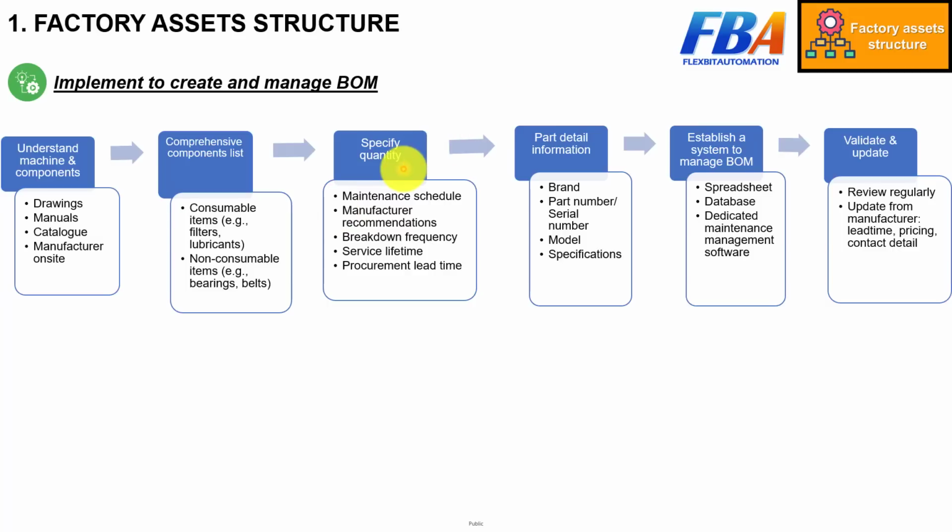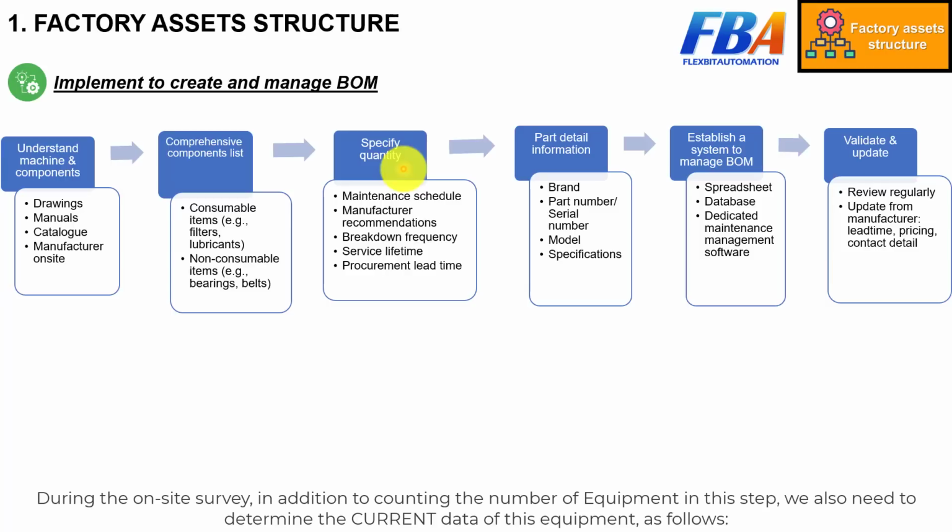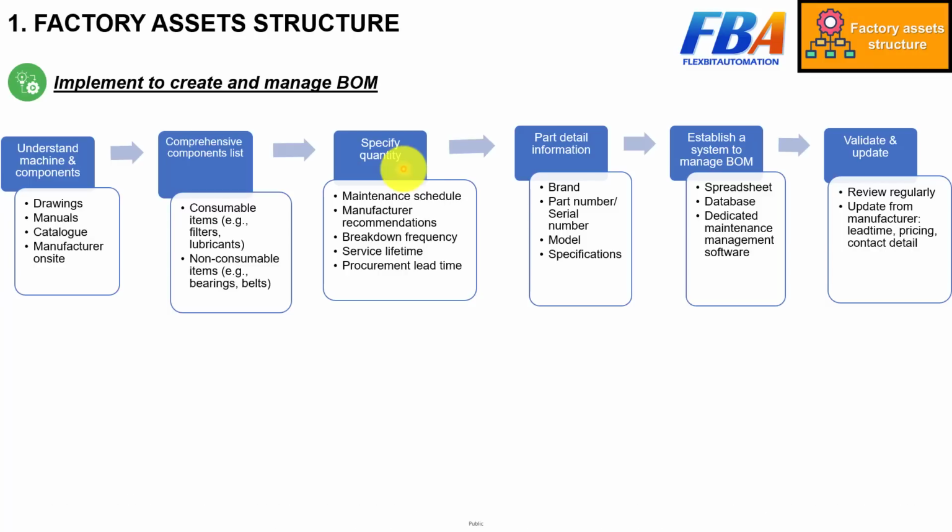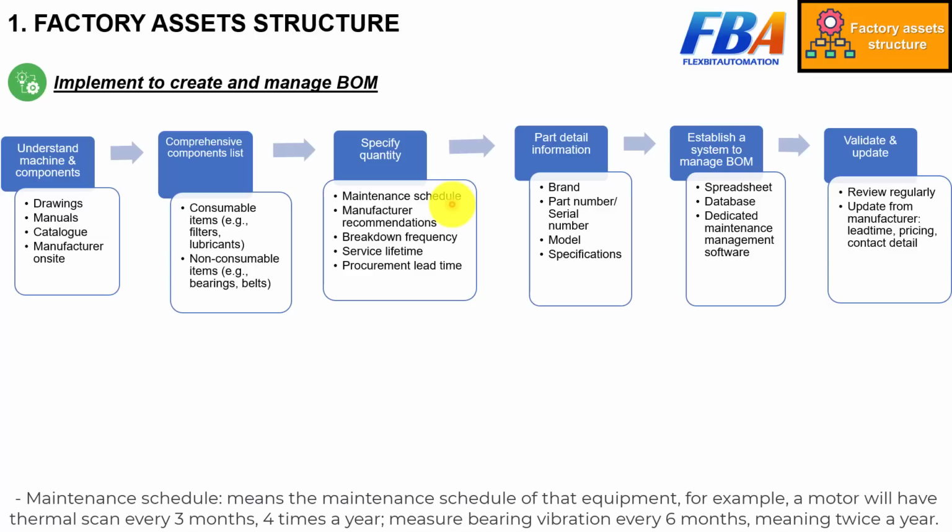And step 3, specific quantity. During the on-site survey, in addition to counting the number of the equipment in this step, we also need to determine the current data of this equipment as follows. The first one, the maintenance schedule. It means the maintenance schedule of that equipment.